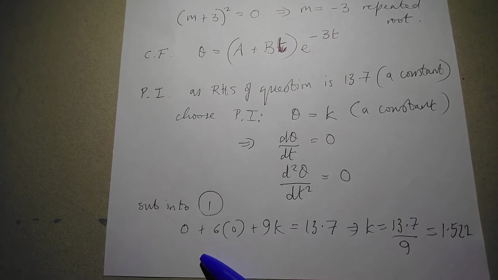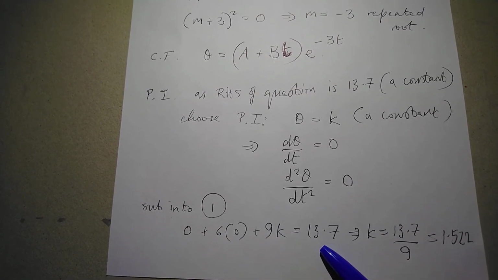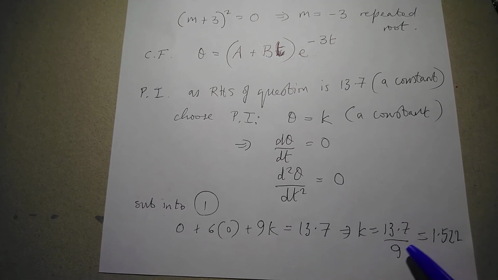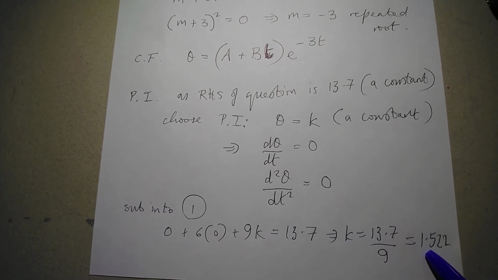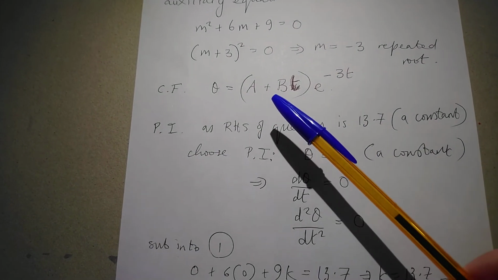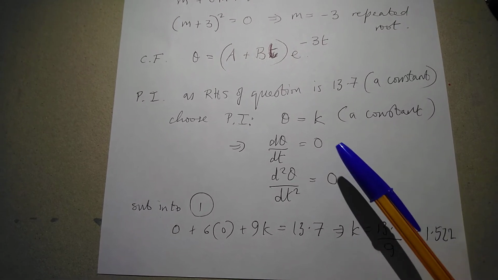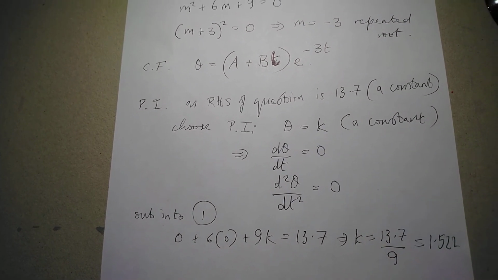all of this stuff on the left. So 0 plus 9k equals 13.7. We rearrange that and we find that k is equal to 1.522. So we've just worked out the complementary function and we found the value of k, which is our particular integral.